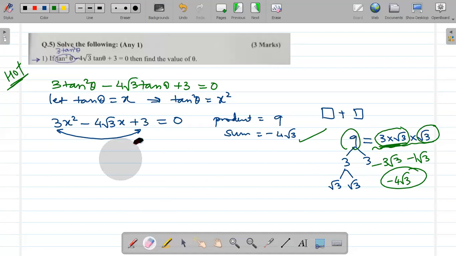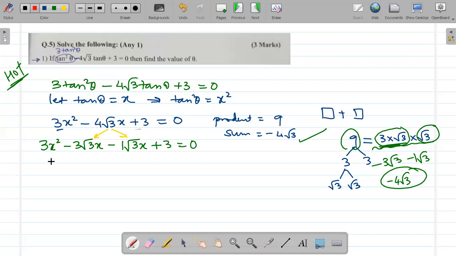That means we are going to factor out 4 root 3 as, we write the 3x square as it is. This will be factored as 3 root 3x minus 1 root 3x, and this plus 3 stays as it is, isn't it? This is how you factor. We are factoring, that is, we are splitting the middle term like this. And now we go by factoring by grouping. Group the first two terms and the last two terms, and you factor.